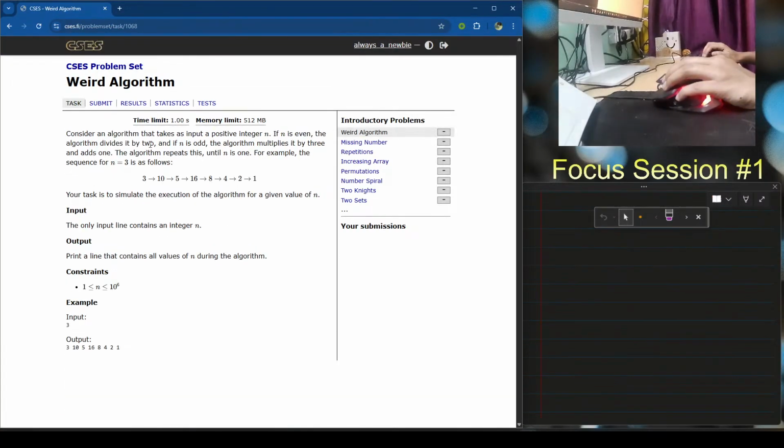Weird Algorithm. Consider an algorithm that takes as input a positive integer n. If n is even, the algorithm divides it by 2, and if n is odd, the algorithm multiplies it by 3 and adds 1. Okay, alright. So if n is even, we need to divide.